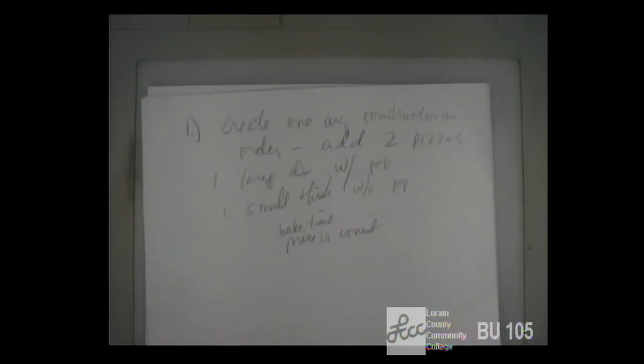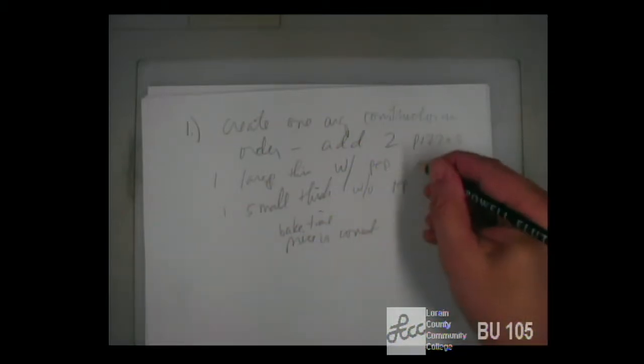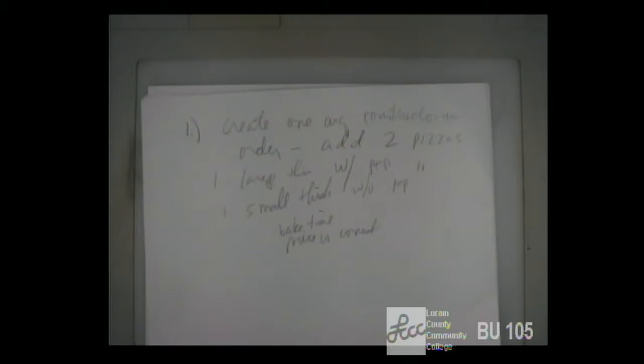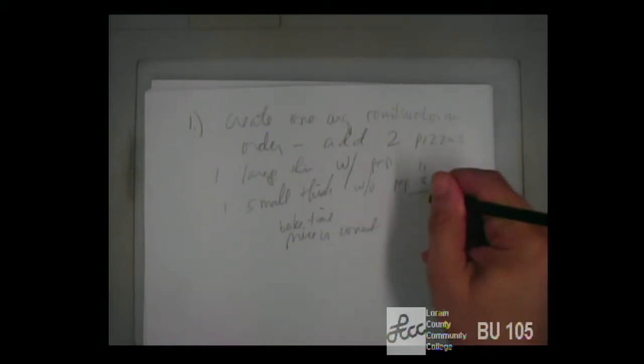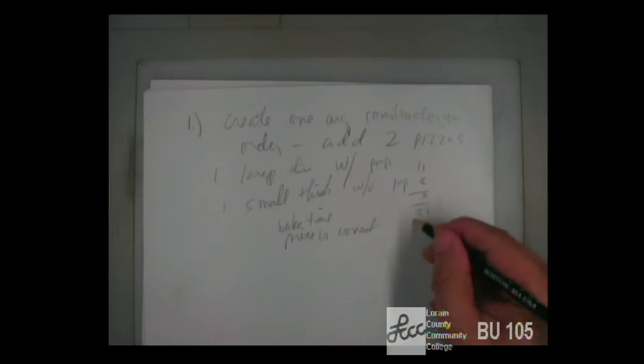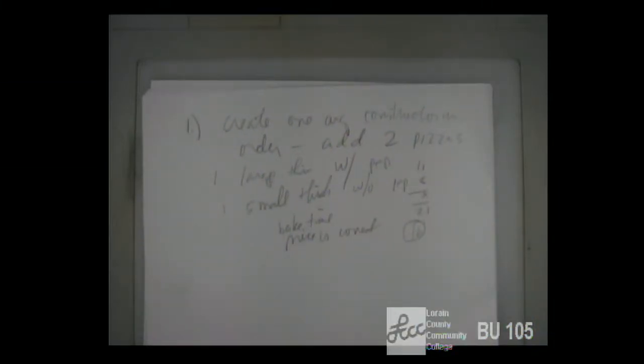a large thin crust with pepperoni will be $11. Small thick without will be $8. Plus the $2 charge is $21. And then the bake time should be the maximum of this. So since I have a thick crust, it should be 16 minutes.